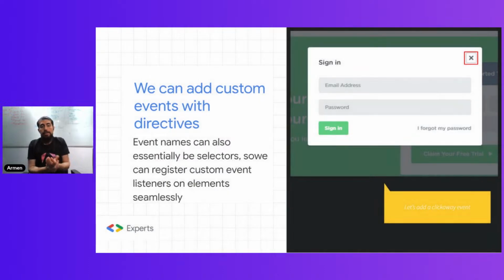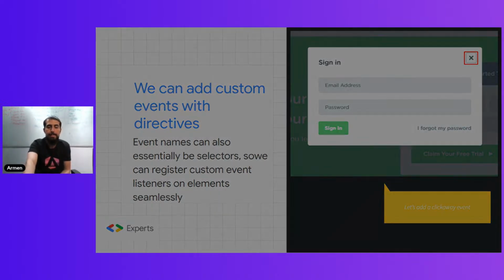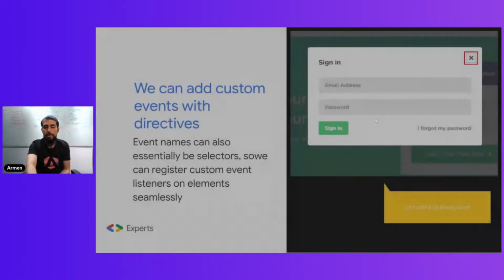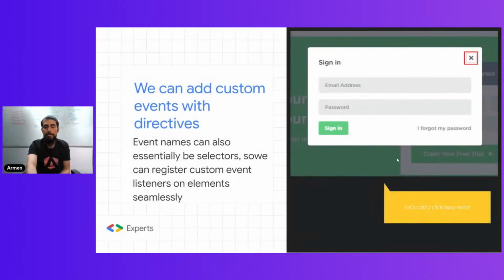Finally, a small example: we can actually use directives to add custom events. We know that directives can have outputs, but the funny thing is that the outputs can have the same name as the directive selector, and then it will feel like we have added a custom event. So for example, here we want to build a click away directive. If the user, in this pop-up, clicks somewhere other than this pop-up, we want the pop-up closed. So essentially we want a click away event.